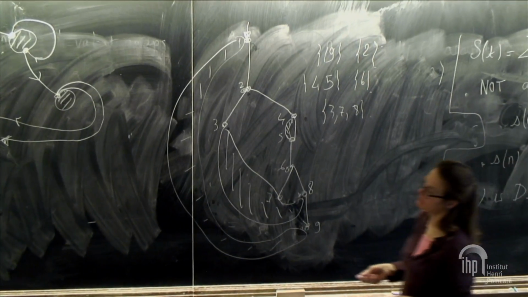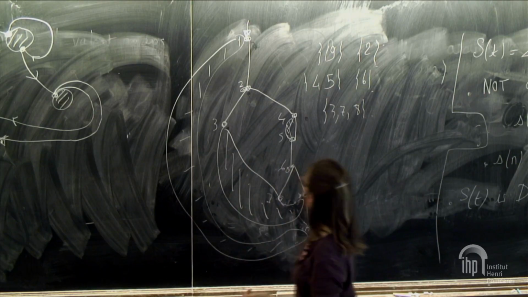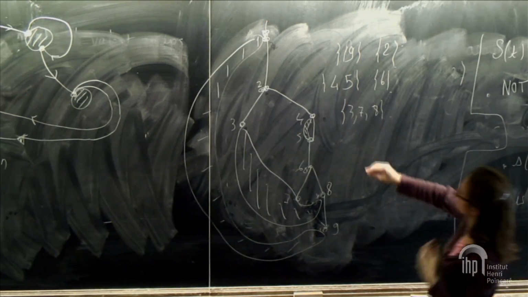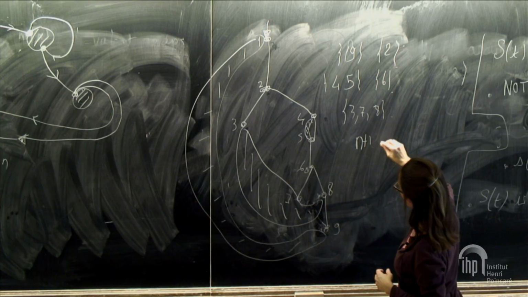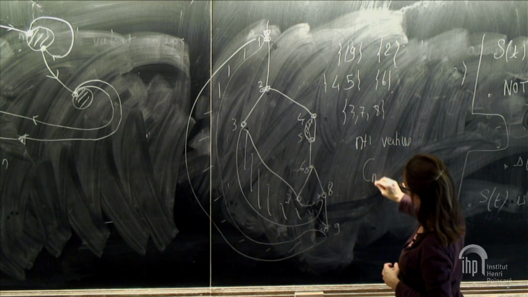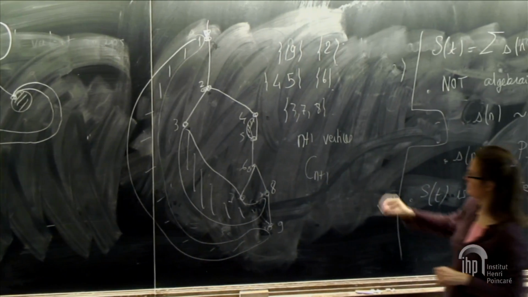The non-crossing property is by planarity of this picture. And on n plus 1 points, which are the vertices of this tree, you have C_{n+1} non-crossing partitions.